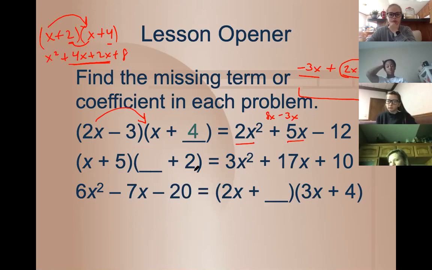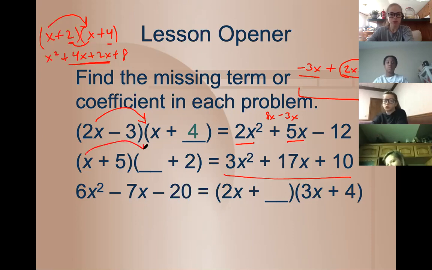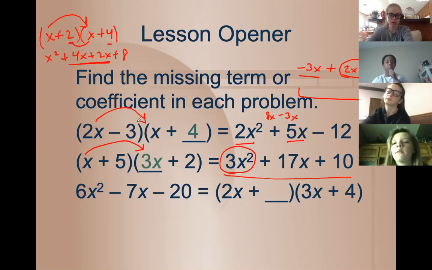Let's do this next one. X plus 5 times what plus 2? What should go in this blank? Well, look to see what it has to equal. When I do my first terms, I'm FOILing. What do I have to multiply x by in order to get 3x squared? This one's a little bit easier. What do I have to multiply x by? 3x. 3x times x is 3x squared.